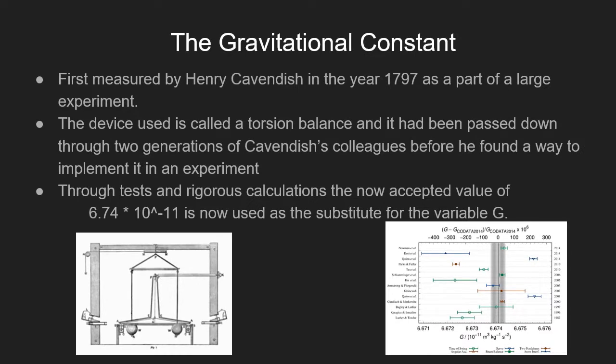Now, this gravitational constant G was first measured by Henry Cavendish in the year 1797 as part of a large experiment. The device used is called a torsion balance and had been passed down through 2 generations of Cavendish's colleagues before he found a way to implement an experiment. Through tests and rigorous calculations, the now accepted value of 6.74 times 10 to the negative 11th is used as a substitute for the variable G. The picture in the bottom left is of this torsion balance, where two masses were hanging and would spin in circular motion.